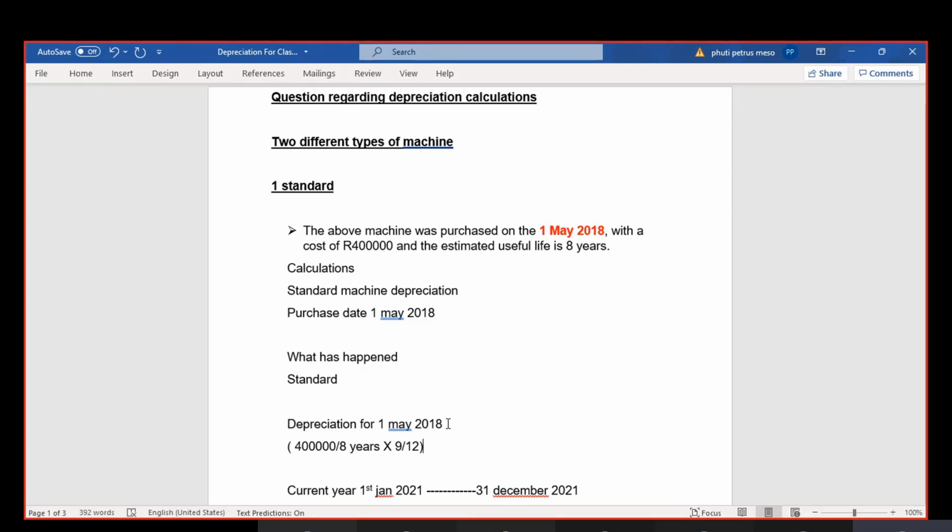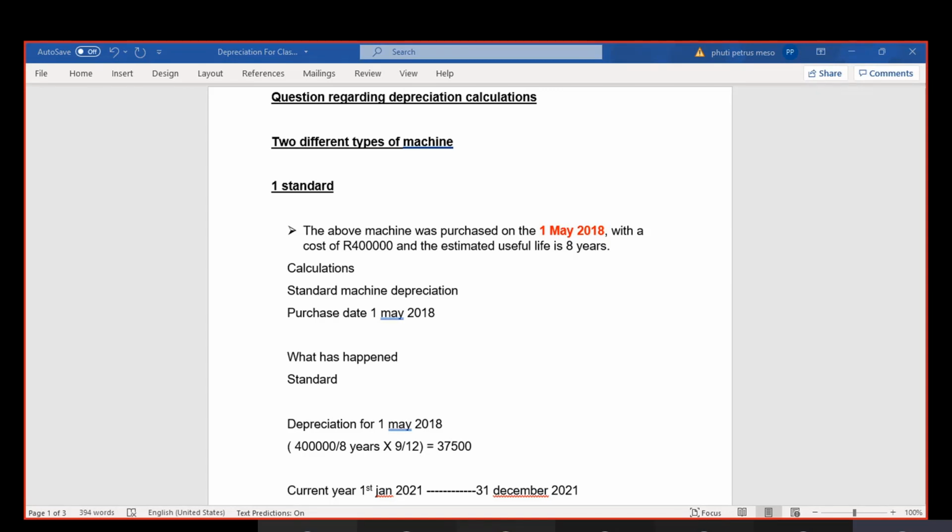So you're basically going to have 400,000 rands, and then you multiply this by 9 divided by 12, and you divide it by 8 years, right? It means that your depreciation for 2018 will be equal to 37,500 rand.